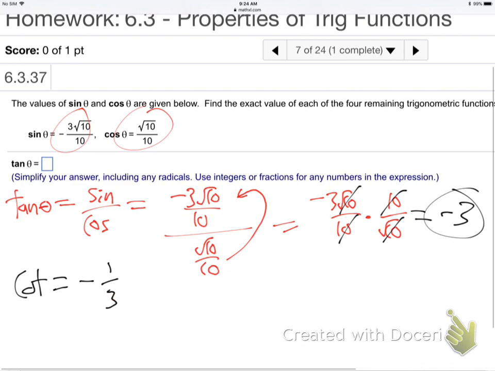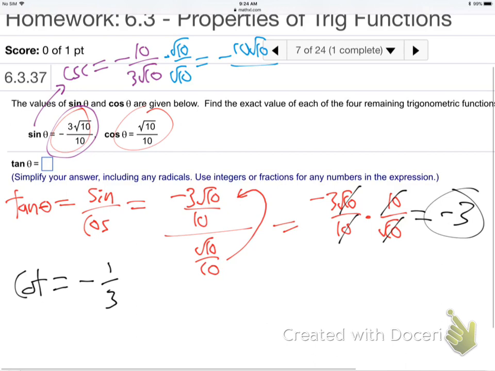And if sine is this, what's the upside down of sine? Cosecant. Cosecant is just flip that upside down. But we can't leave that root in the bottom, so we got to get rid of that. Root 10 times root 10, so we get minus 10 root 10. On the bottom, we get 3. And what's root 10 times root 10? Plain 10, and these 10s cancel, and it's minus root 10 over 3.